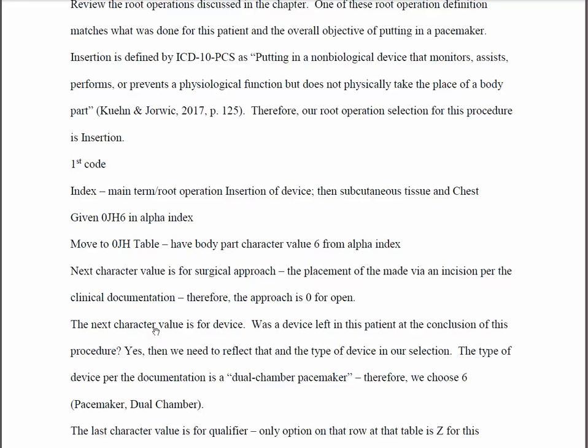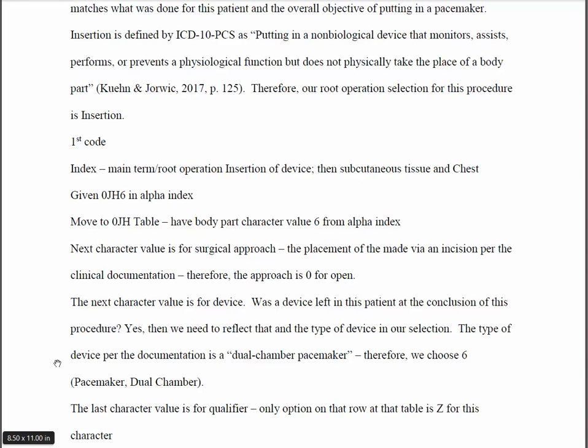The next character value in our code structure is for device. Was a device left in this patient at the conclusion of this procedure? Yes. Therefore, we need to reflect something other than Z. Z means no device, but that's not true in this case. This device that is being left in this patient is called a dual chamber pacemaker. Therefore, when we're at our row and at our table, we have options, and we're going to choose the one that is identified as pacemaker dual chamber, which ends up being the character value of 6.